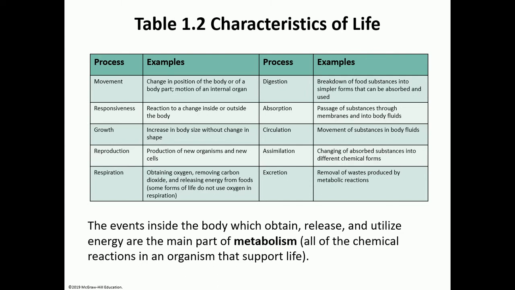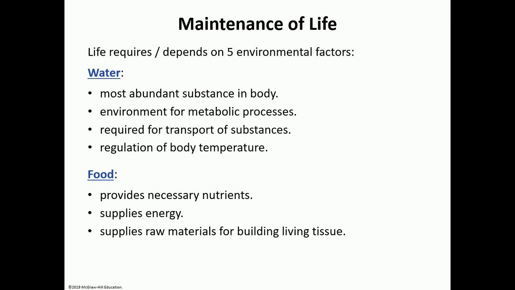Now, how do we maintain life? Okay, in order to maintain life, there are 5 things that we have to have, okay? And these are mainly environmental factors, so we kind of depend on the environment to provide us with these factors. And those are, number 1, the most important is water. Okay, you know that water is the most abundant substance in your body. Okay, water is where all of the metabolic processes are going to happen. So all of the chemical reactions are going to need water in order for these reactions to occur.